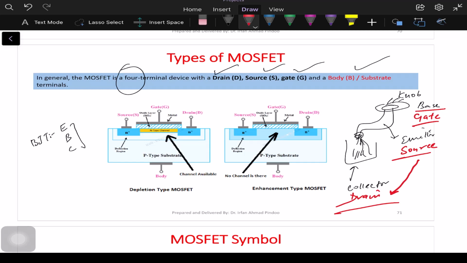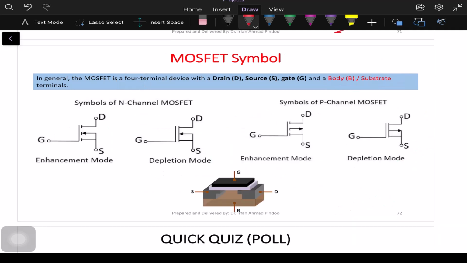So this way we have 3 main terminals, and then we have a 4th terminal also, that is called body or substrate. So what is body or substrate? As you can see in the diagram here, it is a terminal that has been shown at this particular point in the figure.